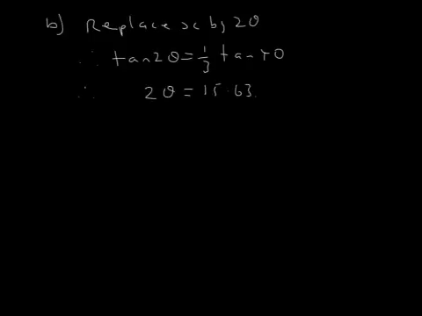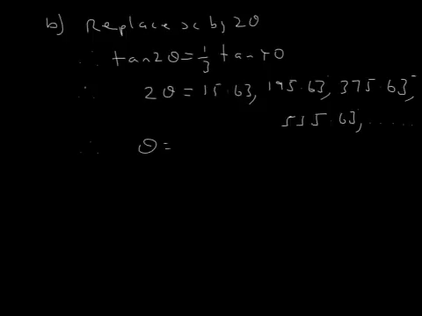15.63 degrees. We're in degrees, there's a degree sign there. 195.63 degrees. 375.63 and 555.63, so therefore theta is all these numbers divided by 2, and we need the answers to one decimal place. So let's divide all these by 2, and we get our 4 answers.